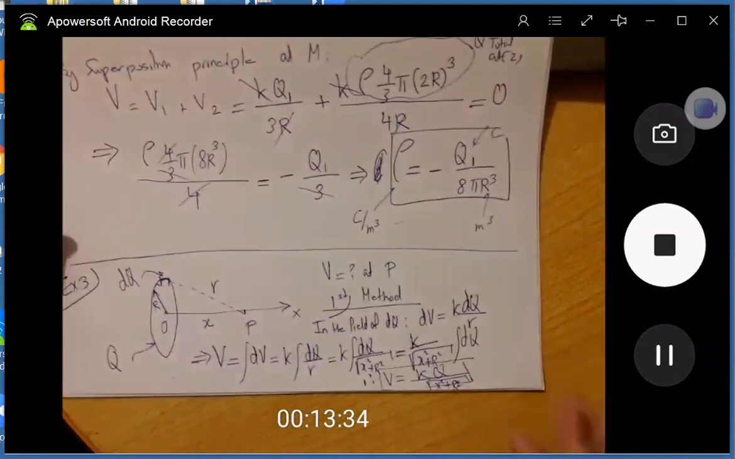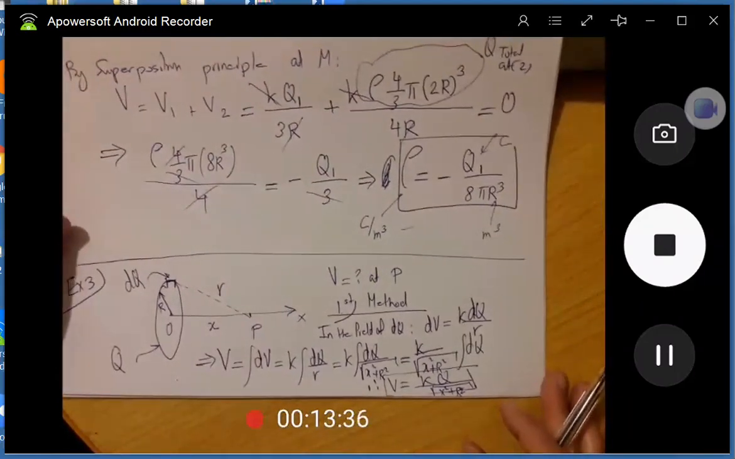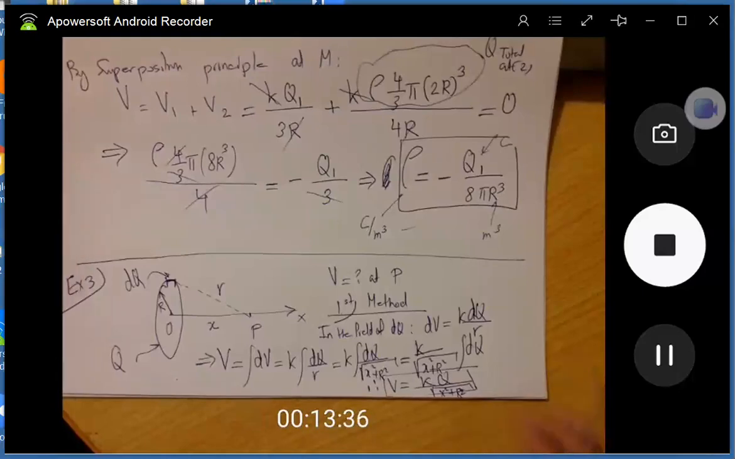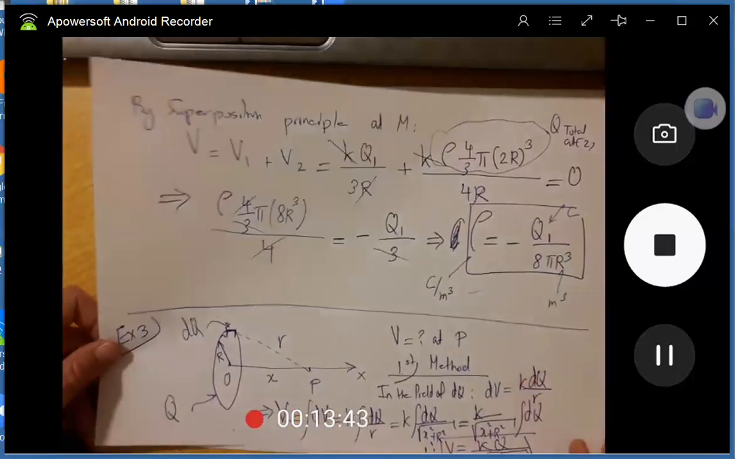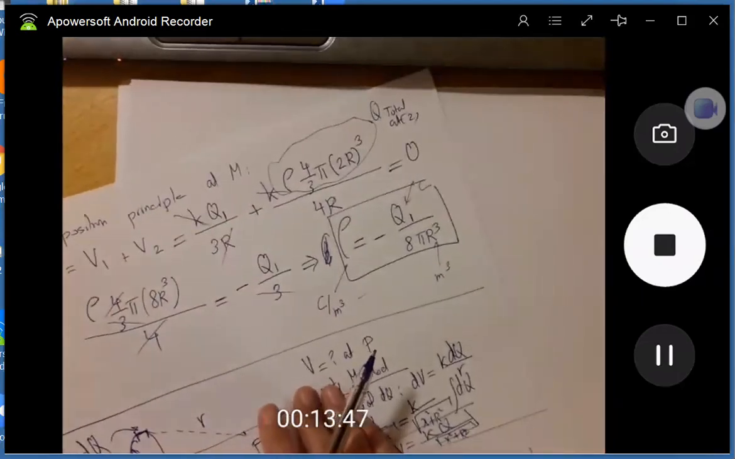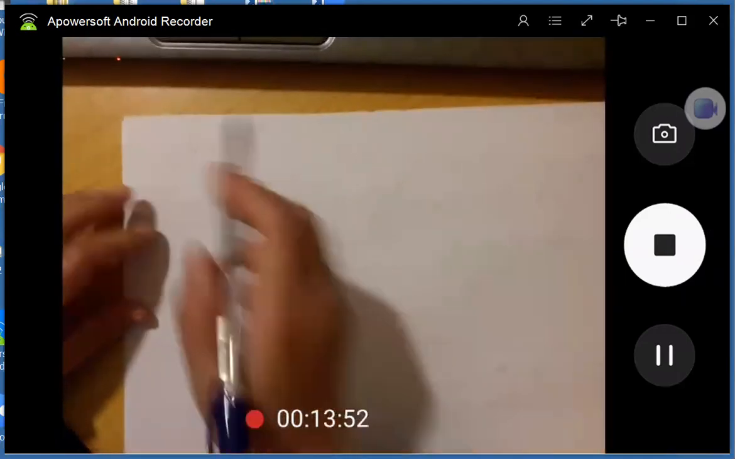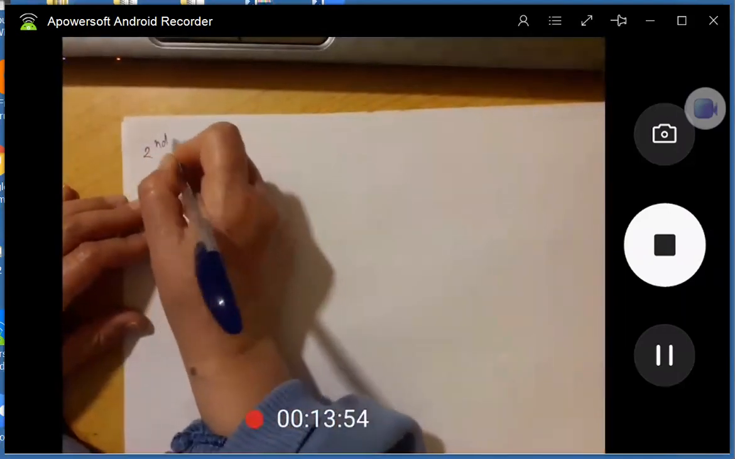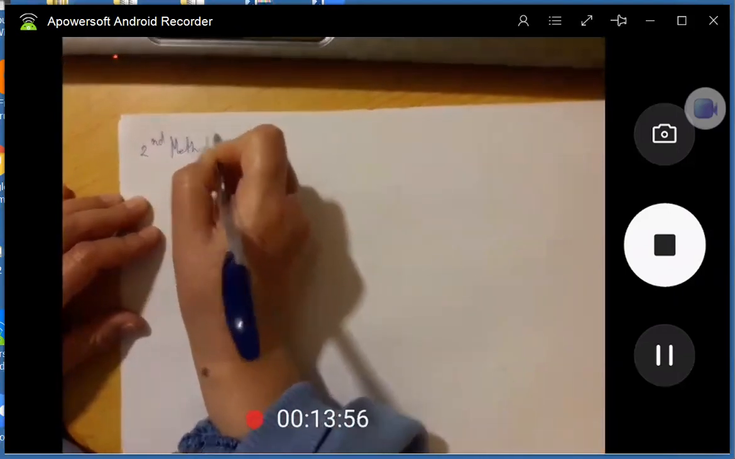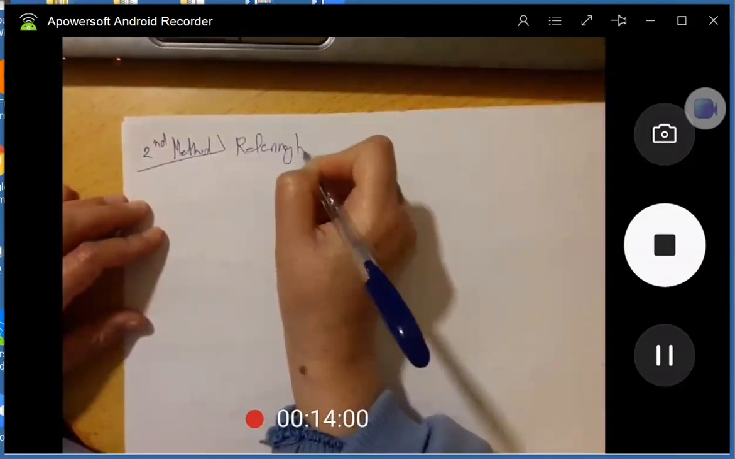But let me say that if I didn't notice, or say it's required using 2 methods, okay, in this case the second method is this one. So the second method is referring to the definition.